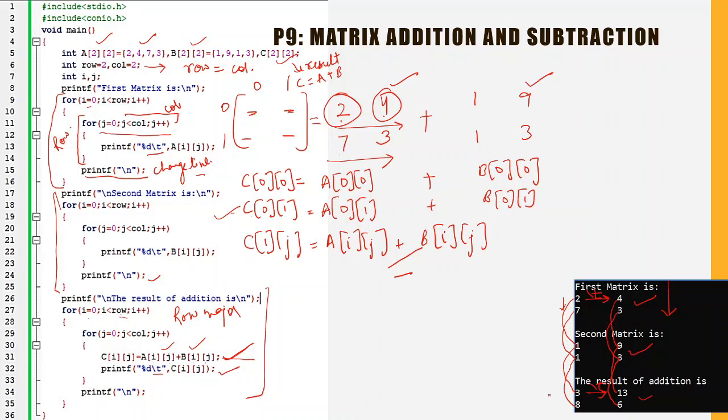Backslash t is there, and after you finish a complete row, that is you complete the columns. Okay, one row and all columns, right? Once you finish all columns addition, then you shift to the new row by printing backslash n. Okay, so this is how matrix addition and subtraction takes place.